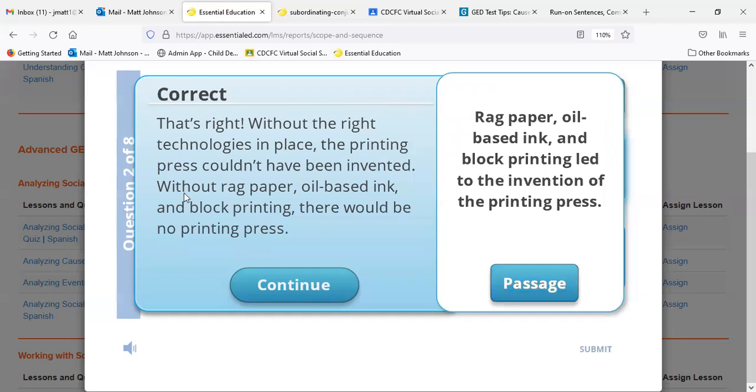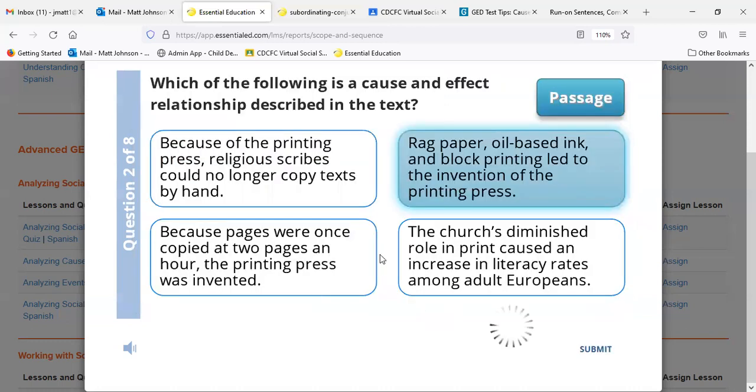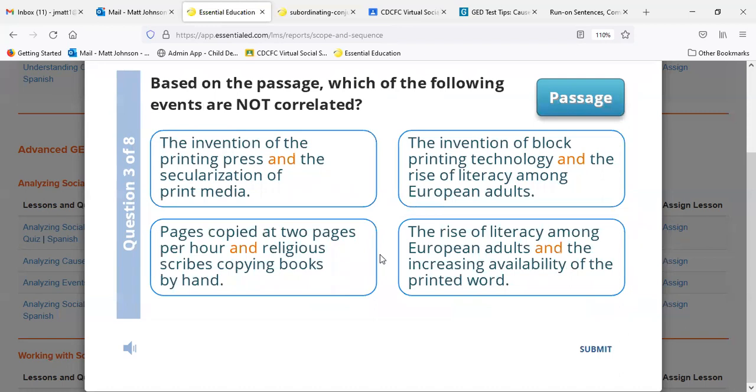Just like what's something else? What's a good technology that's been applied? Can't think of anything right now. But yeah, so those things, right? Those minor inventions led to the larger invention of the printing press.